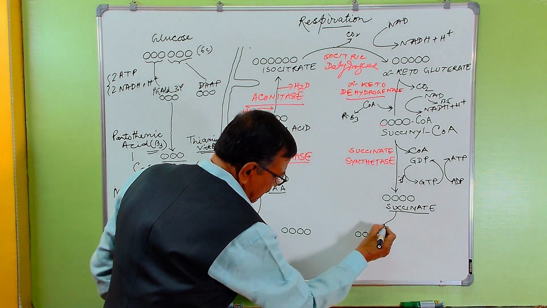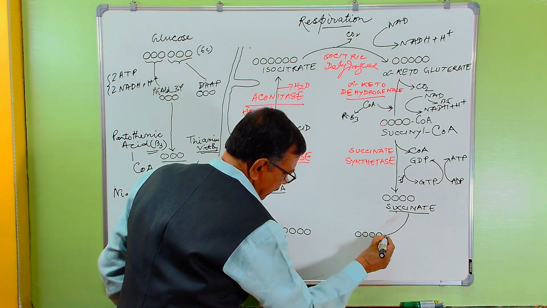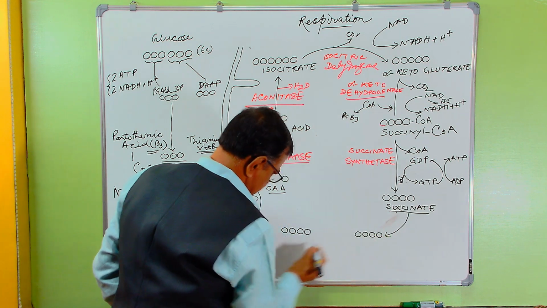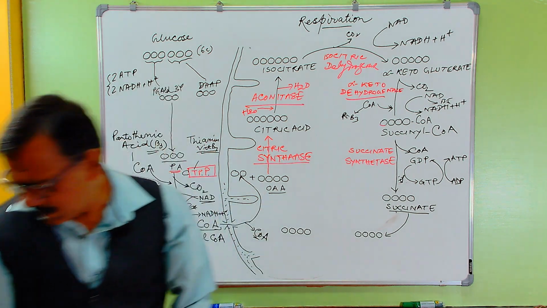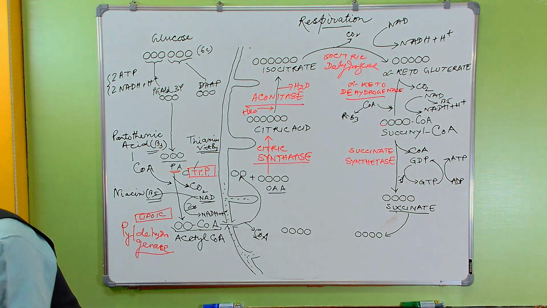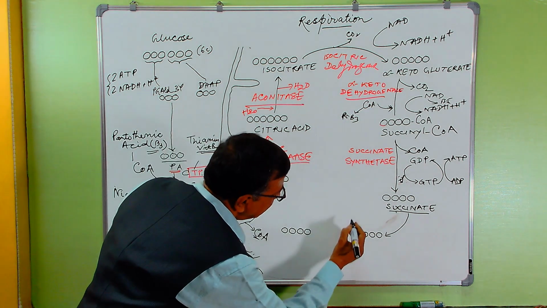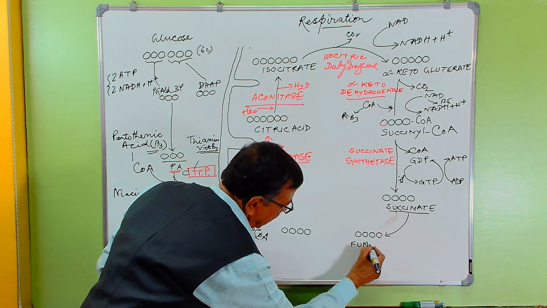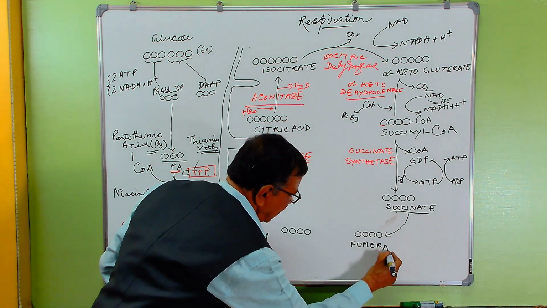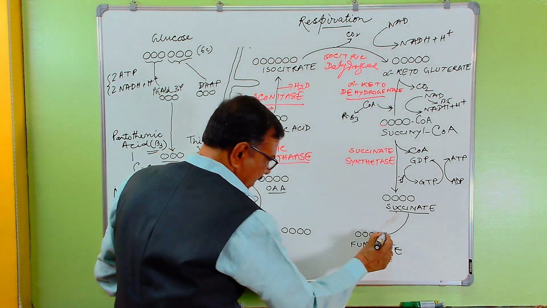Succinate will produce fumaric acid, or fumarate.